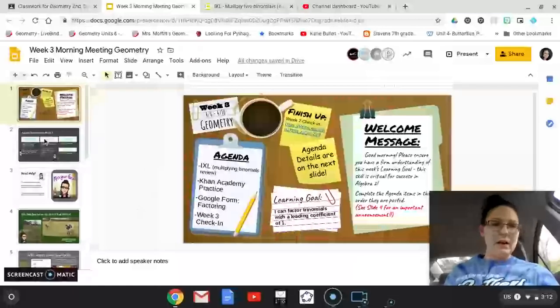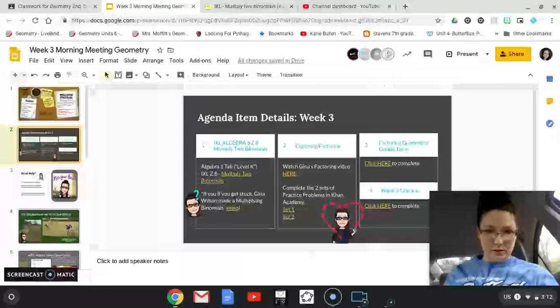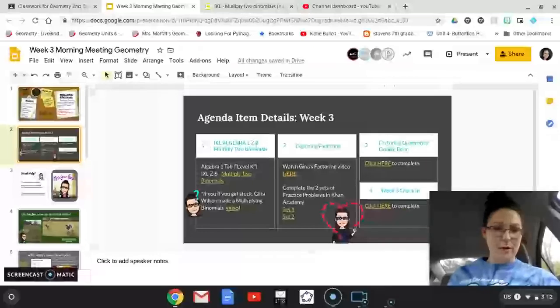When you go to the second slide in the morning meeting, this will have your agenda items all broken down into details. This is also a really good place where it has all of your links together. The first thing that we're doing, the IXL, is in the Algebra 1 category. It's not in the geometry category. In geometry, I don't think there is a section Z, so you won't be able to find it there. Make sure you're on Algebra 1.